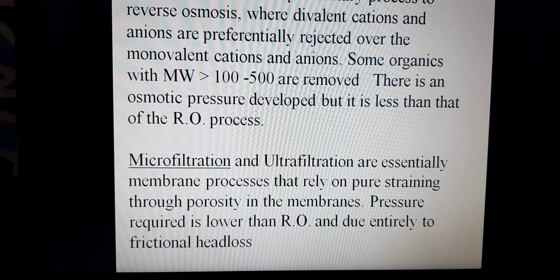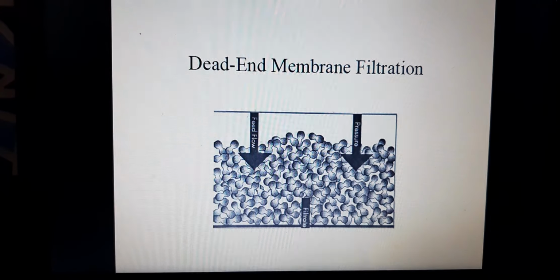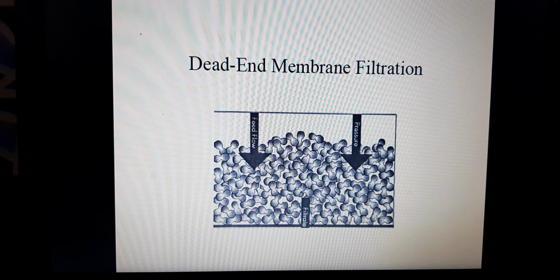Microfiltration and ultrafiltration are both essentially membrane processes that rely on straining through the porosity in the membranes. So they require lower pressure than RO. If you see, RO requires more pressure as compared to UF, then nano, and microfiltration, because the size of the pores is very fine as compared to the others. That's why RO requires the maximum pressure.